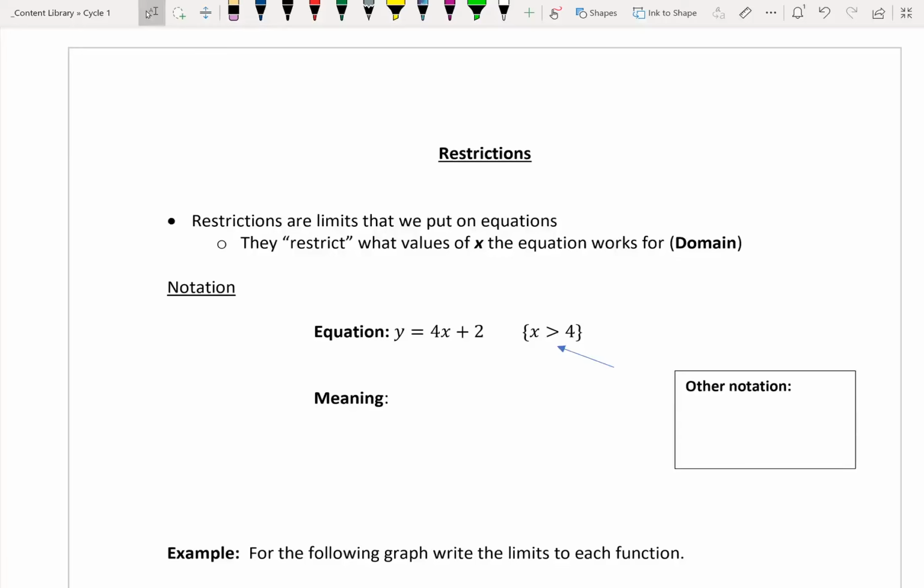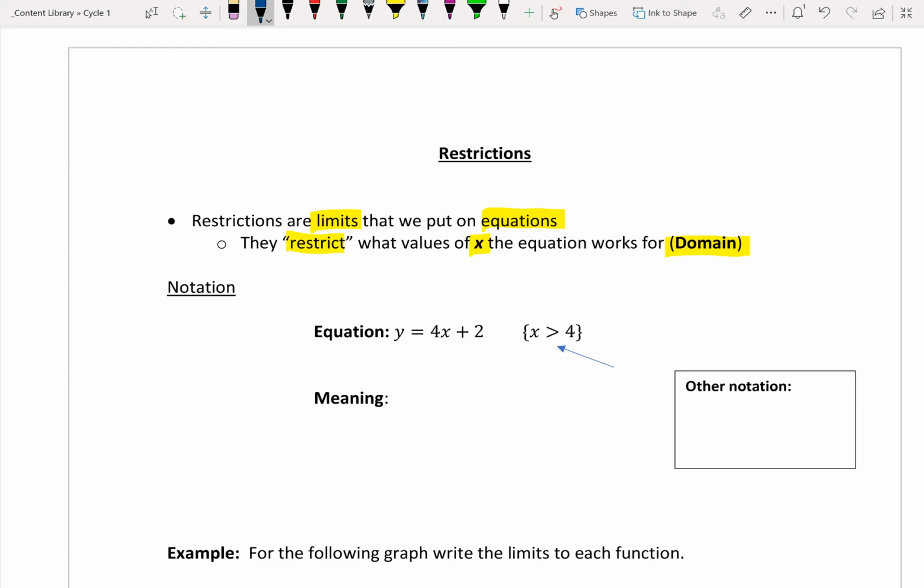In today's note, we're going to look at restrictions and function notation. So the first thing is restrictions. And what are restrictions? Well, restrictions are limits that we put on equations. Basically what they do is they restrict what values of x the equation works for. In other words, we can call it the domain, which we'll look at in a later note.